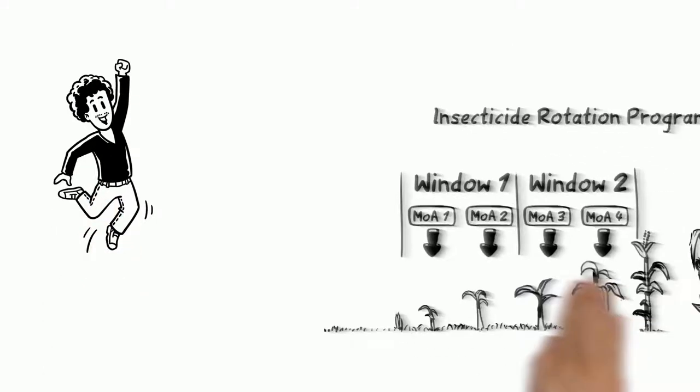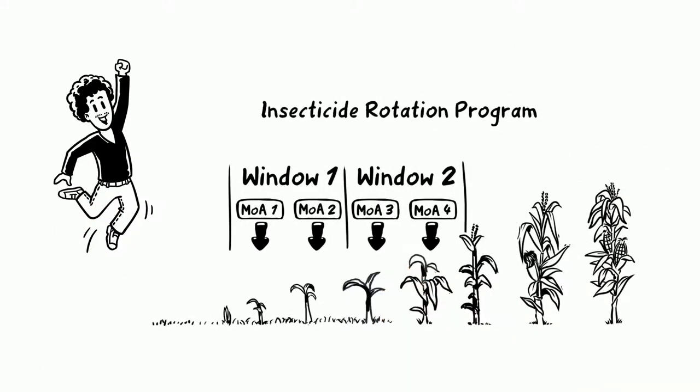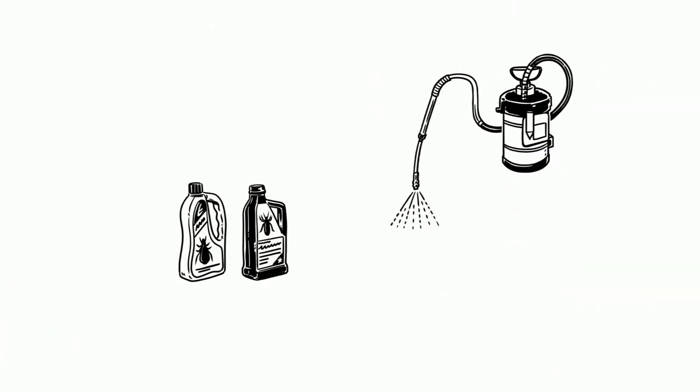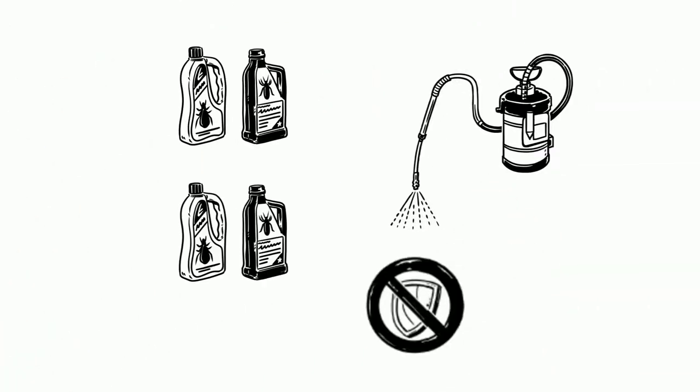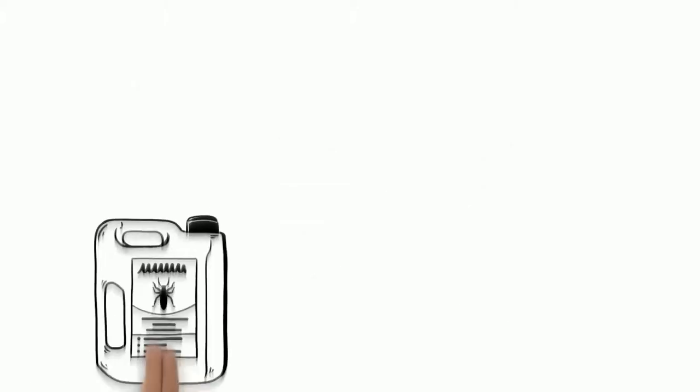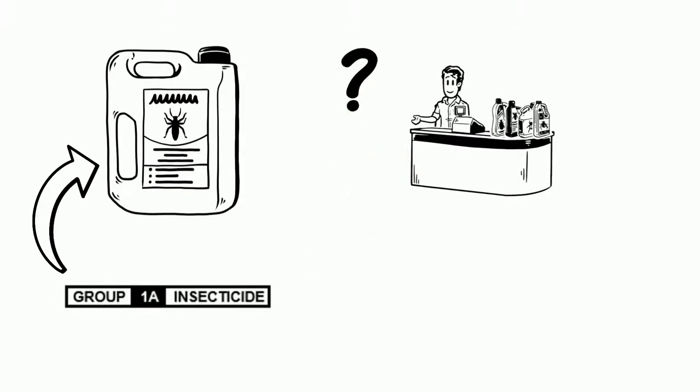Sanjay is happy to learn he can use the same resistance management window rotation strategy to control fall armyworm that he uses to control other pests. Relying on the same products causes resistance. Every insecticide has a mode of action that is represented by a number found on product labels. Sanjay can also ask his dealer, crop advisor, and manufacturer representative for advice.